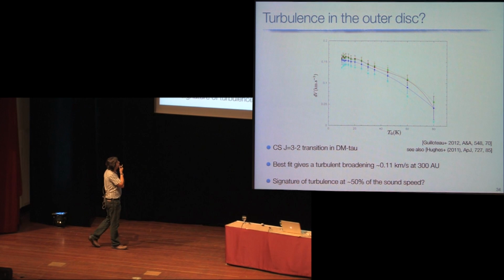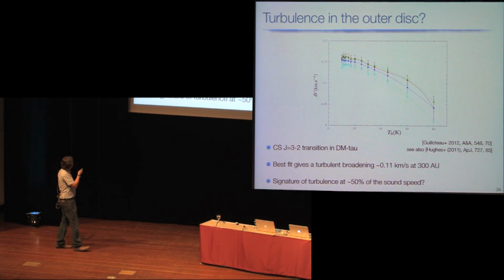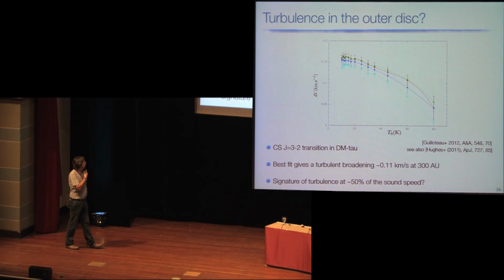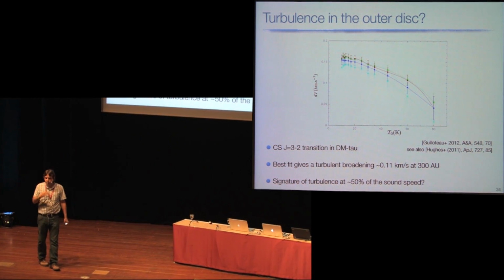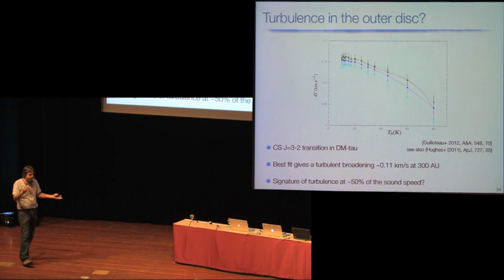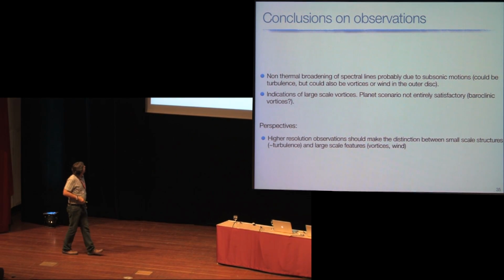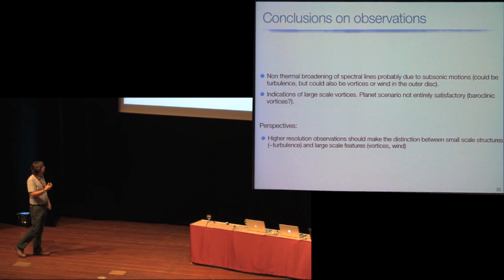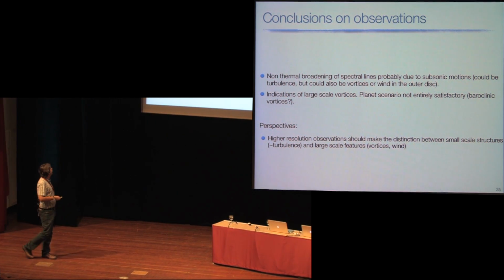This paper as well, this time in the outer part of the disk, by Geoffroy et al., so they look at transition of CS in DM Tau, and this time they also find signature of turbulence, which is roughly speaking 50% of the sound speed, which is quite compatible with any scenario. It could be a vortex, it could be turbulence. So what to conclude? It seems like we have good evidence now of non-thermal broadening of spectral lines, which are probably due to subsonic motion. It could be turbulence. It could be vortices. It could even be the base of a wind.